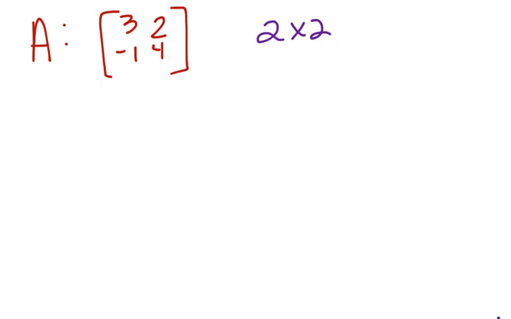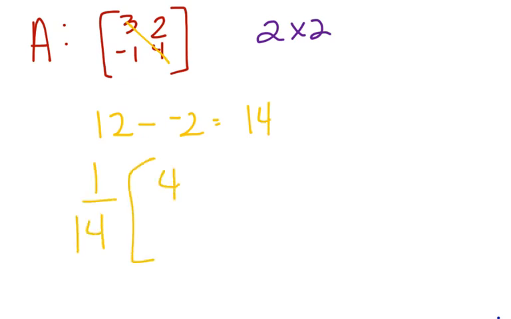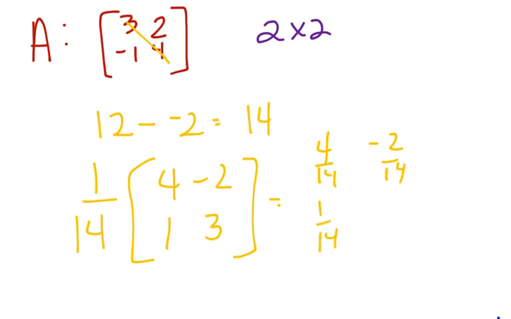If you remember from before, to find the inverse, and you don't have to write this down, but remember it's quite a complicated process where we did the determinant, and so that was 14, and then we did 1 over the determinant, and then we did the switched around matrix, and then we multiplied that through, so we had 4 14ths and negative 2 14ths and 1 14th and 3 14ths. Then we reduced it as we could, and that was the inverse.